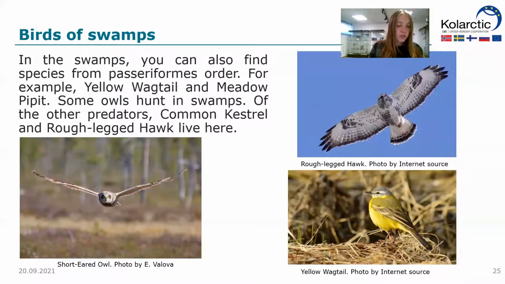So it's time to talk about birds of swamps. In the swamps, you can also find species from the passerine order. For example, yellow wagtail in the picture and meadow pipit. Some owls hunt in swamps, like this short-eared owl in the picture. And of the other predators, common kestrel and rough-legged hawk live here.